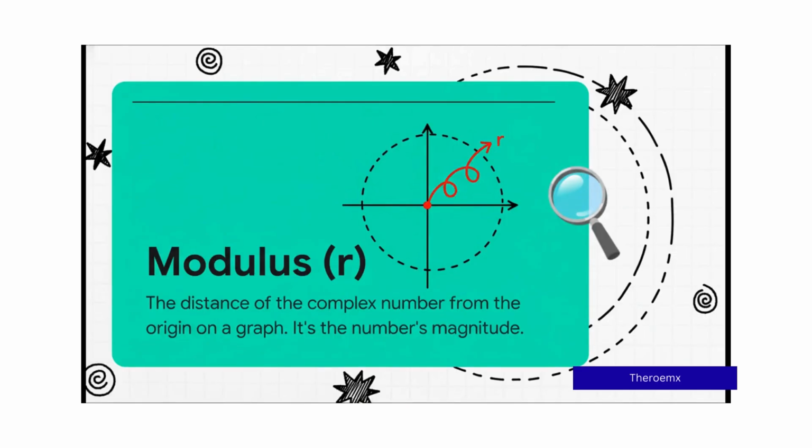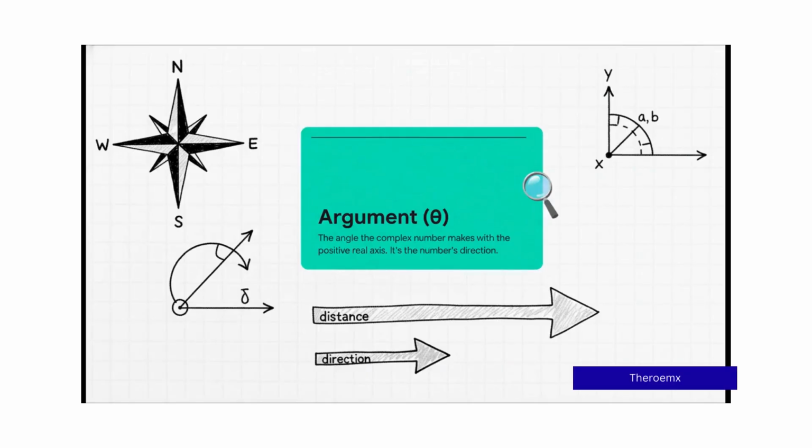Now, what's really cool about this is how simple these new parts are. The first one is r, the modulus. And look, just forget the fancy name for a second. It's just the straight line distance from the center of the graph, the origin, out to your point. That's it. It's the number's size, its magnitude. And the second piece of the puzzle is theta, the argument. And again, super simple idea. It's just the angle that line makes with the positive horizontal axis. It's the number's direction. So instead of thinking left/right, up/down, we now get to think in terms of distance and direction. It's a total game changer.